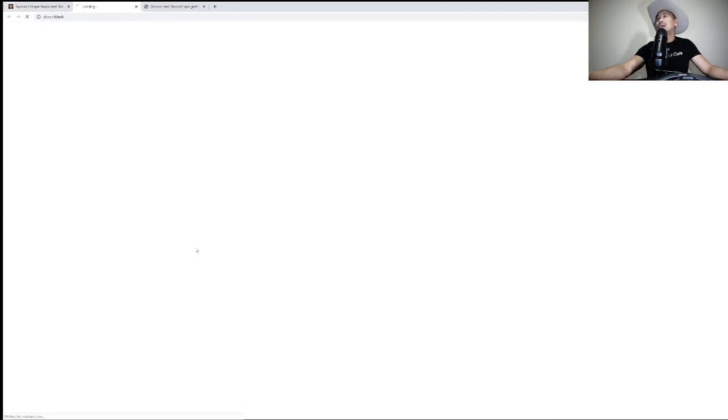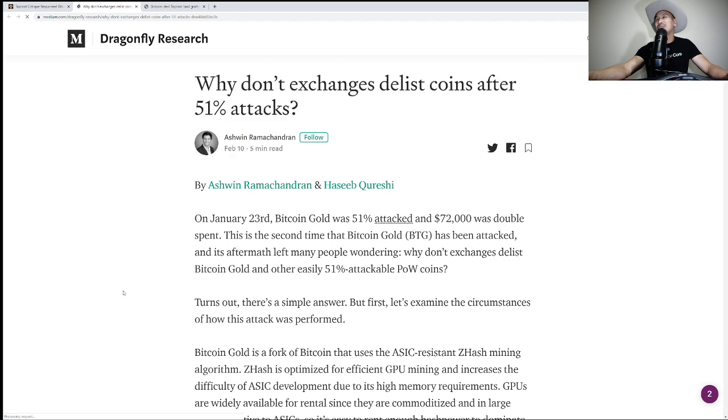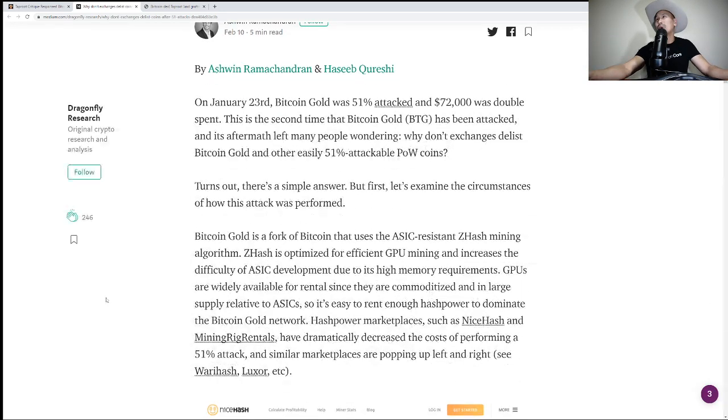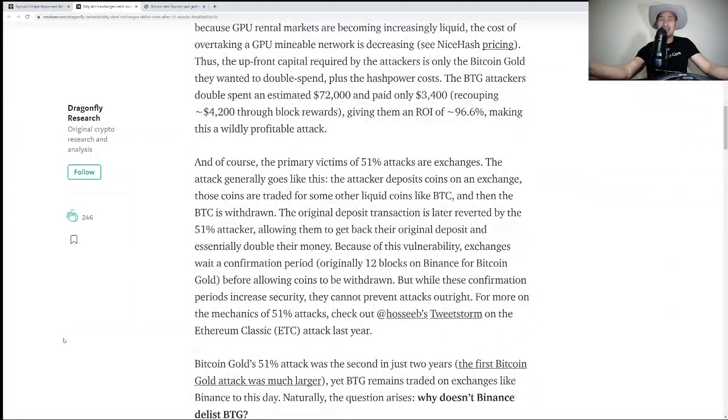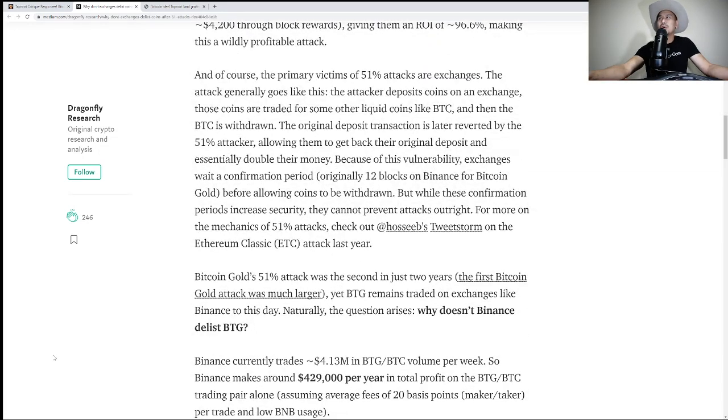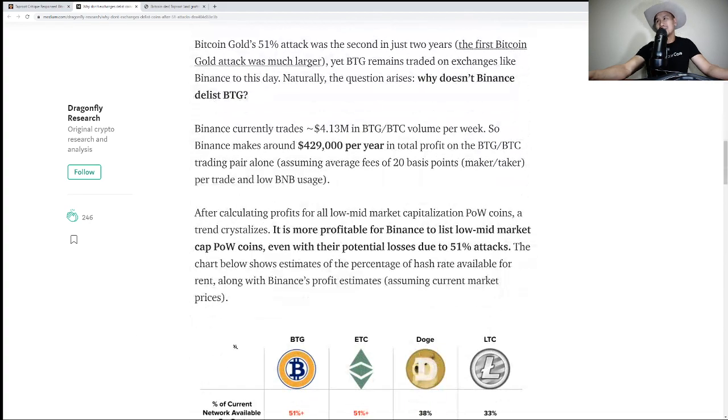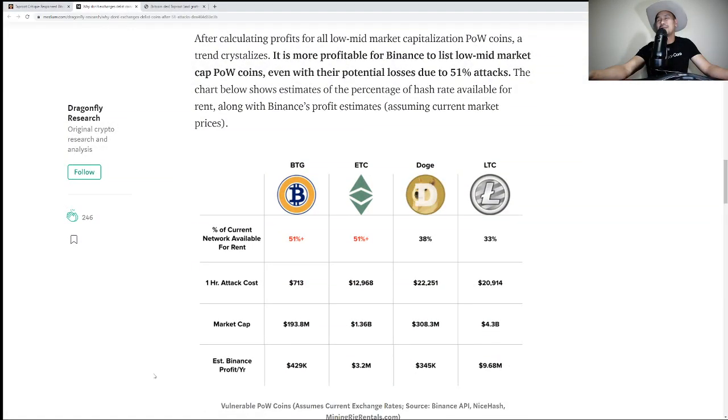Dragonfly Research. So this is a really good article. They did another article that I shared last week about the death of Plasma. This one is about Bitcoin Gold and how, if 51% attacked, you got a lot of money. How does the economics work, right? Basically they're arguing that it didn't cost that much. The ROI was through the roof. So how is it that no one is delisting BTG, particularly Binance? And it turns out that Binance makes a ton of money off of BTG because people like to just continuously trade it.